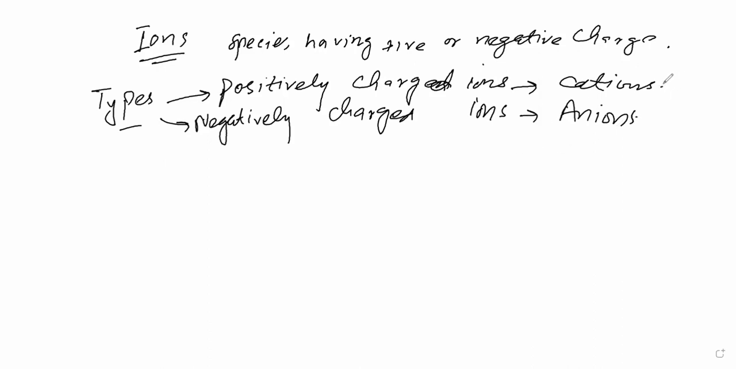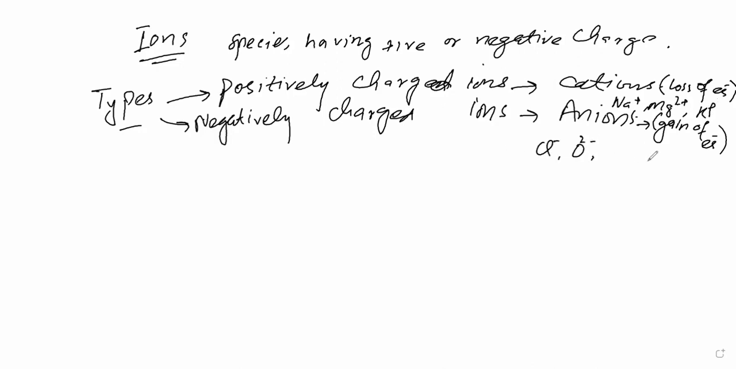Okay, how are they formed? Cations are formed by the loss of electrons, and anions are formed by the gain of electrons. Examples of cations are Na plus, Mg plus 2, K plus, etc. Examples of anions are Cl minus, O minus 2, iodine minus, etc. So this is the subtopic which we have studied till now of A levels chemistry. Okay.